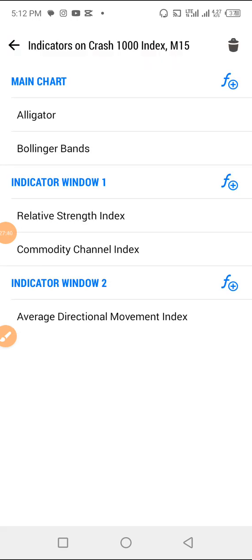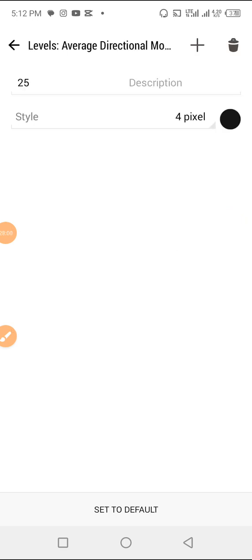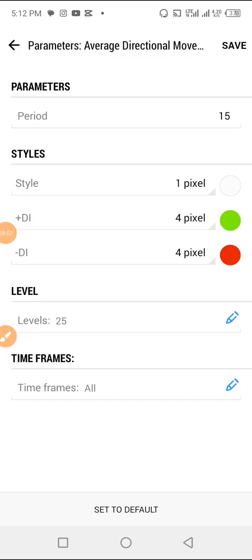So then the last one you're going to add is the ADX. For the ADX, the period should be 15. Your style, the first one, leave it on your background color. Your positive DI should be green, and your negative DI should be red. The positive DI simply stands for buy. When price is above the 25 level, because you have a level here, make sure you put it at level 25. So when this green line is above level 25, then we anticipate a buy.